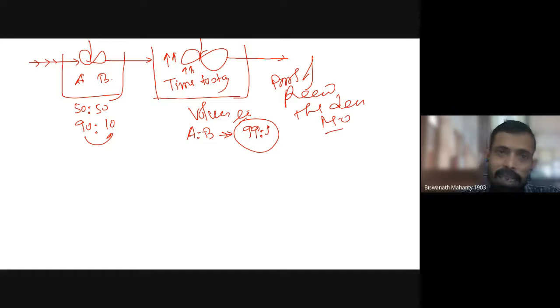I told here that increasing the reactor volume is not always true. If the opposite picture is required, I need more allowance for B and less allowance for A. My reactor can be a short one also, a small one also. It is possible. It is not that always bigger is better, not like that.